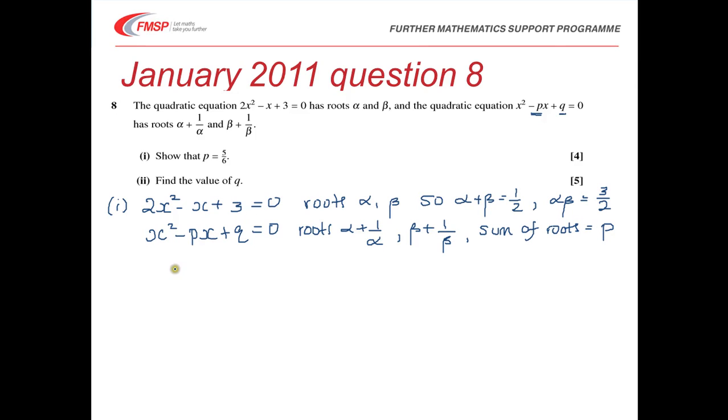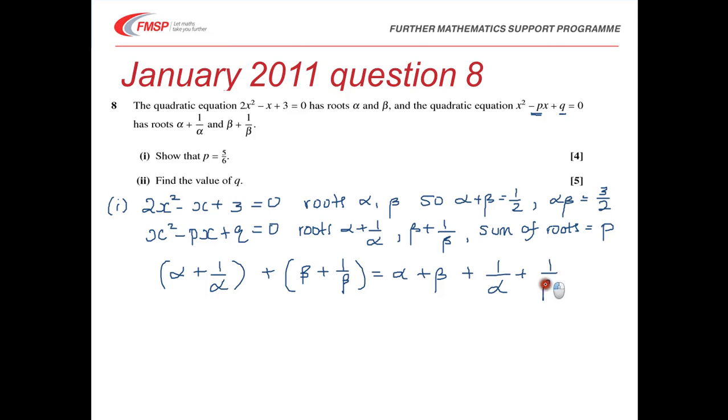So let's do that. Let's add these roots. So we have alpha plus 1 over alpha plus beta plus 1 over beta. If we add them, we'll get an alpha plus beta, and we'll also get 1 over alpha plus 1 over beta. Now, the first alpha plus beta we can deal with, but we're going to need to add these fractions. So when we add the fractions, we'll take a common denominator of alpha beta. Alpha into alpha beta goes beta times, and beta into alpha beta goes alpha times.